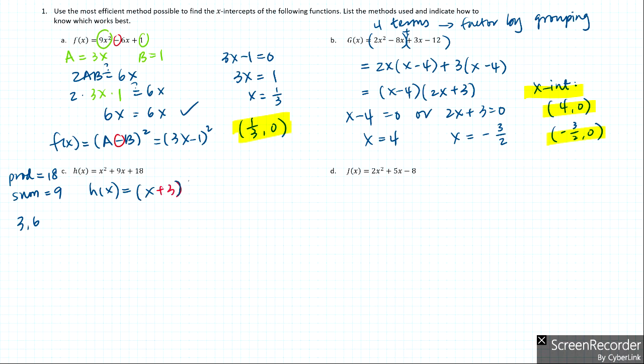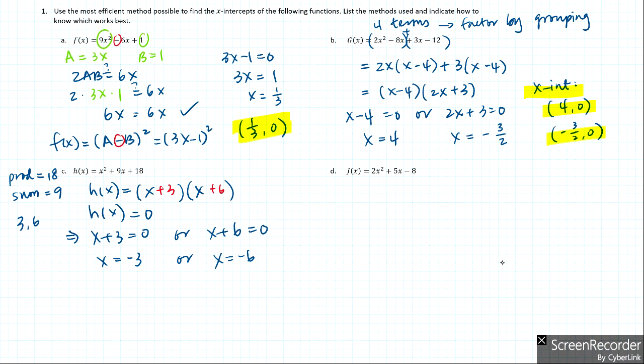And then the other one would also be x plus 6 over here. Now that we have this factored form, we can go ahead and use the zero product principle to find where the x-intercept is. So if h of x equals 0, that means x plus 3 equals 0, or x plus 6 equals 0. And x equals -3, or x equals -6 for this case. And once we have this, we can say that the x-intercepts are (-3, 0) and (-6, 0).